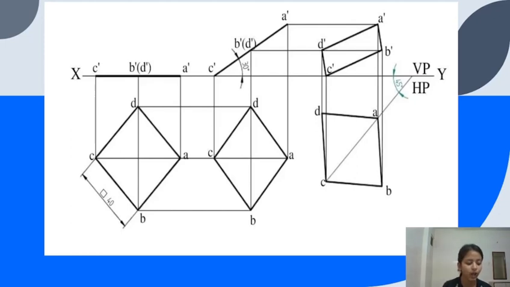Imagine rotating the square so that the surface makes an angle of 30 degree with HP. The height of the tilt can be calculated using trigonometry. Height equals side length into sine 30 degree, equals 40 mm into 0.5, equals 20 mm. Draw the front view showing the square inclined at this height.